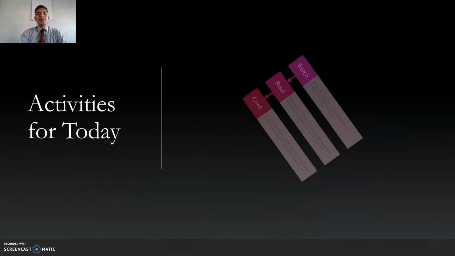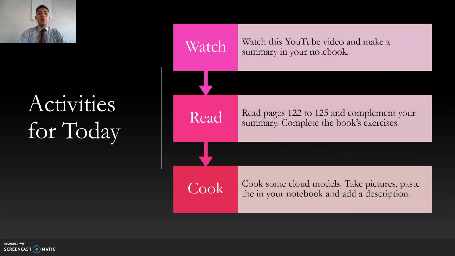So let's start. What activities do you have to do today? First of all, watch this YouTube video and make the summary in your notebook. Then, you need to read pages 120 to 125 and complement your summary. Also, it is necessary for you to complete the book's exercises. Very important, we are going to complete the exercises in 125 during the mid-session, but make sure to complete the exercises in pages 122, 123, and 124.